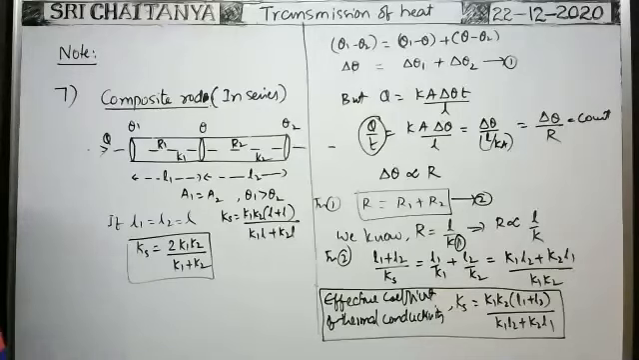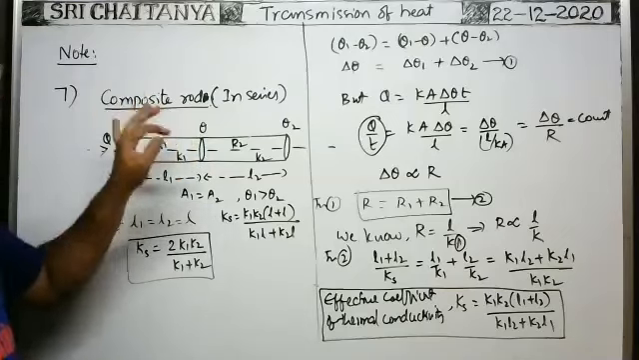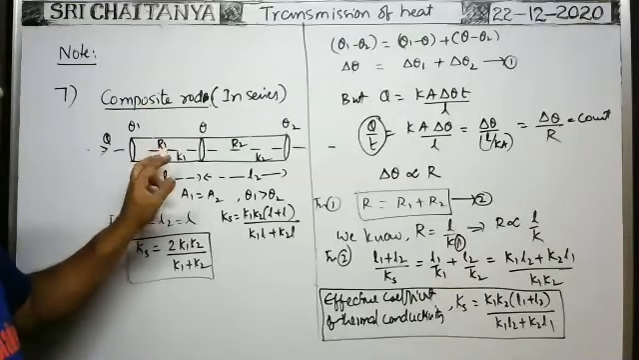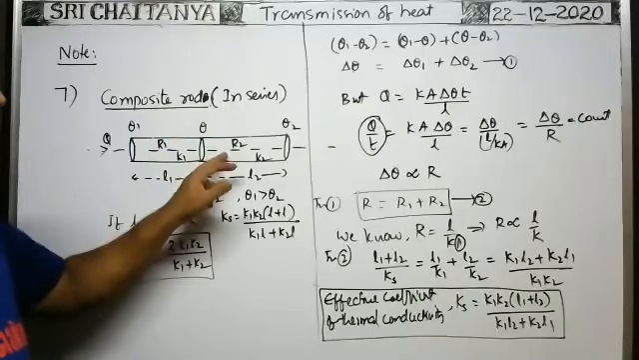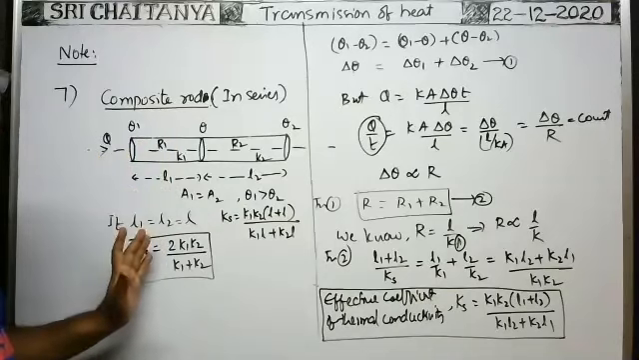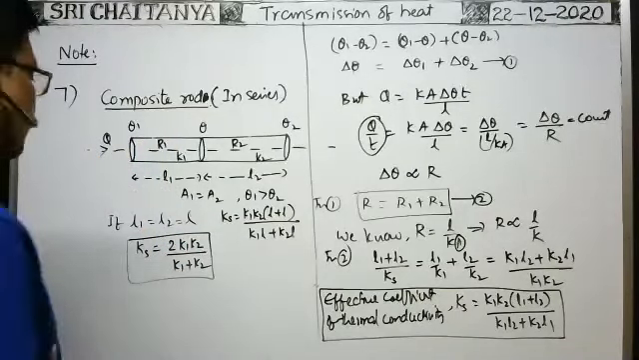It is the effective coefficient of thermal conductivity when two rods of the same length, two similar rods. Two similar rods means the same length and the same area of cross section, but different coefficients of thermal conductivity, joined together in series. Then the effective coefficient of thermal conductivity is 2 K1 K2 by K1 plus K2. Okay.